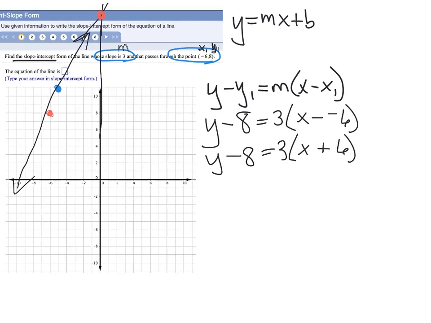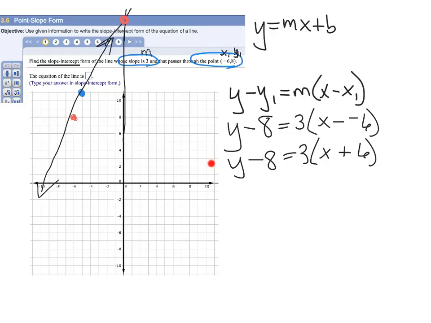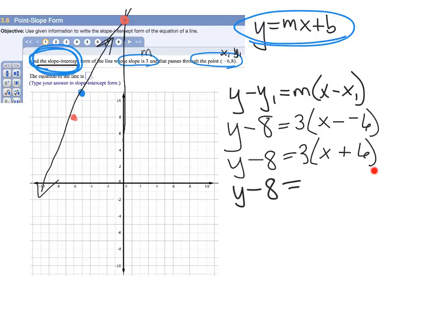But remember, we want to make this formula look like the slope-intercept form, because that's the directions. So we just have to do some manipulation. We start with y minus 8 equals, and use the distributive property, which gives us 3x plus 18. We want y all by itself, so we need to get rid of the -8, which means we add 8 to both sides.